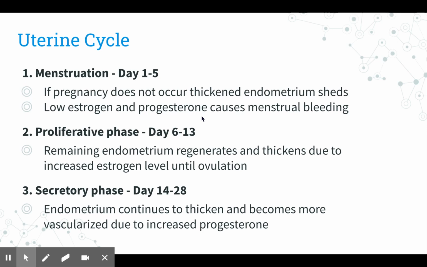Following menstruation is the proliferative phase. So this is about a week where the remaining endometrium thickens and regenerates due to increased estrogen levels. So the wall becomes thick and soft, engorged with blood, and ready to receive the potentially fertilized egg. And then the second half of our uterine cycle, for 2 weeks from day 14 to 28, the endometrium continues to thicken and become more vascularized due to an increase in progesterone. All of that serves to prepare the lining to receive an implanted embryo.